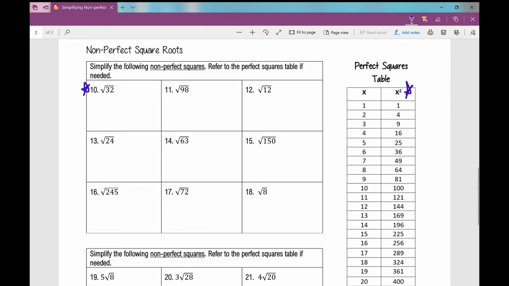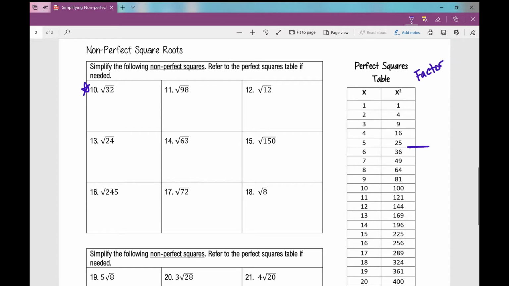It's exact. So the square root of 32, what I'm going to do is find the two perfect squares in my table that 32 lies between. It lies between these two perfect squares. And then I'm going to find the biggest perfect square that is a factor of 32. Now, what does that mean? To be a factor of 32 means that it goes into that number a whole number of times. 32 is divisible by this number.